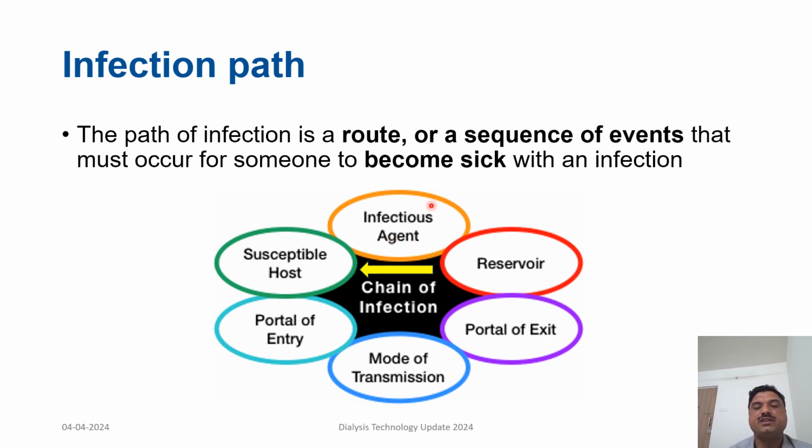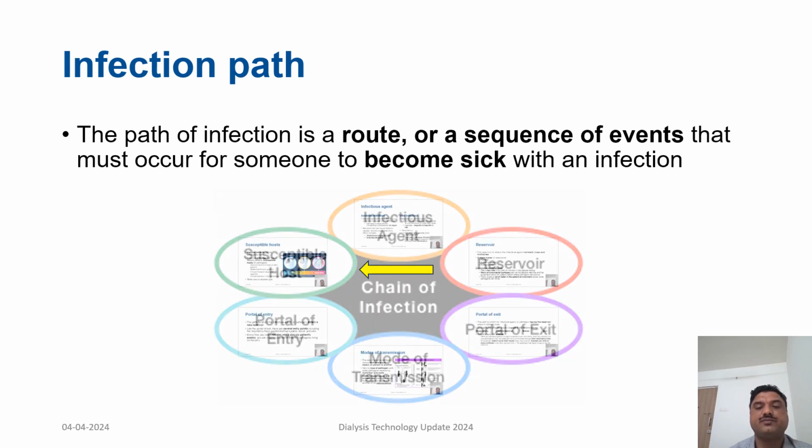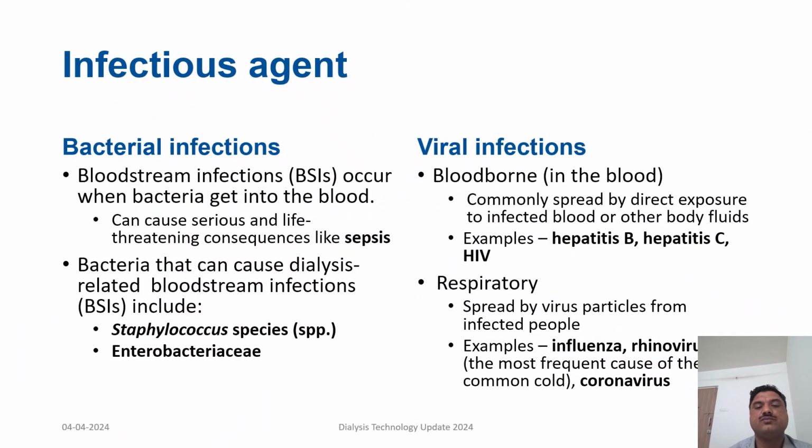So we have an infectious agent which is there in some form of reservoir, goes from that reservoir through a portal of exit, gets transmitted via various modes, and gains entry into the susceptible host, in our case the dialysis patient, through various ports of entry, causing infection. The infectious agents very commonly seen in our dialysis patients are bacteria and viruses.